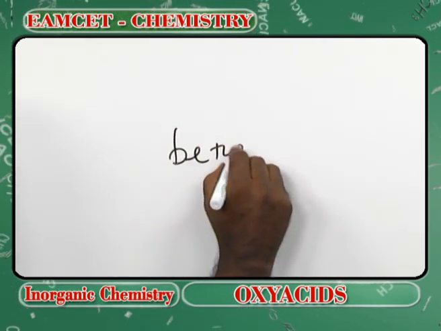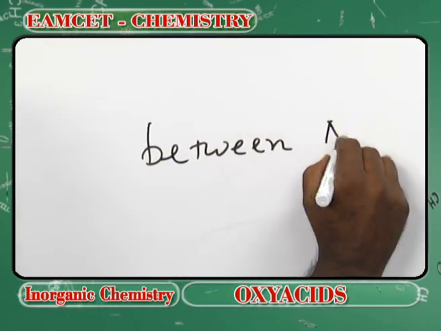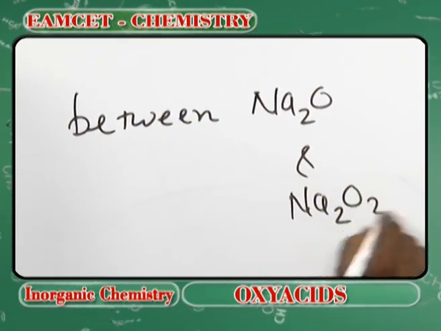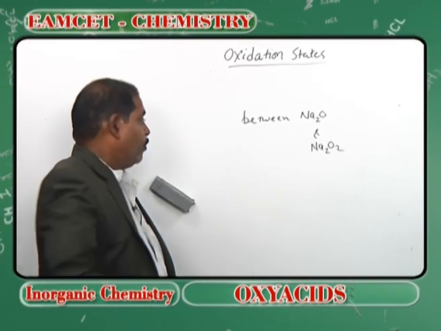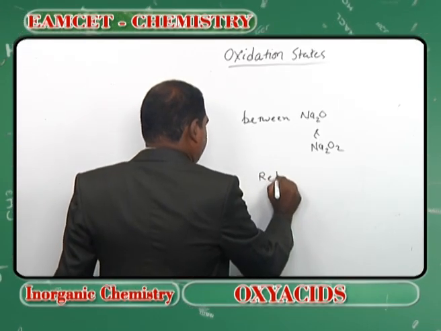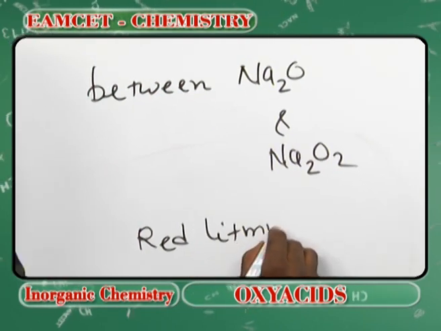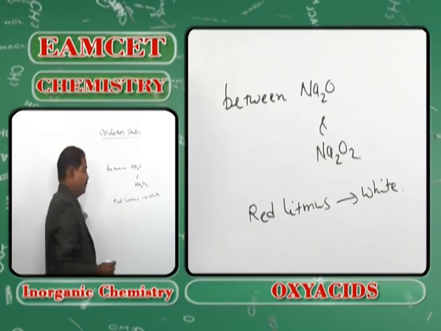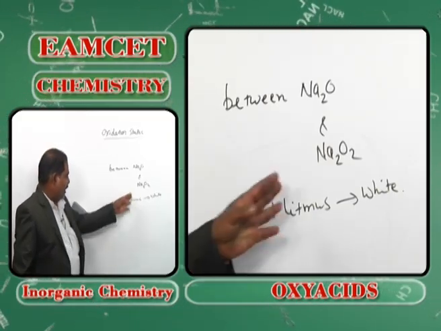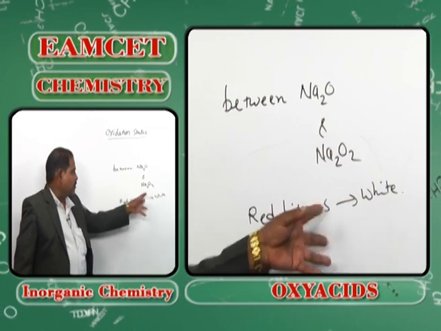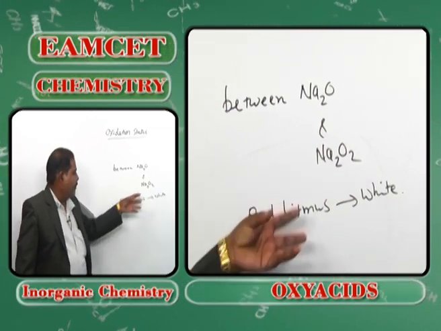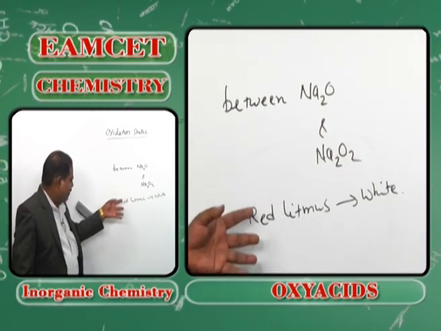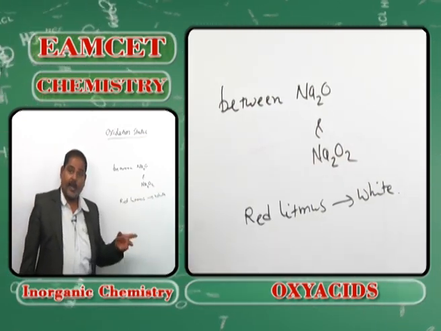There is an interesting situation here. Between Na2O and Na2O2, there are 2 compounds, only 2 choices you have. Which will turn red litmus white? Think about it. Red litmus white. Ever heard of this? Red litmus blue? Bases do that. Red litmus is turned blue by bases. But what is this red turning white business?